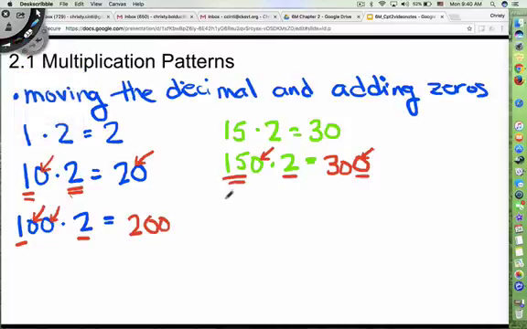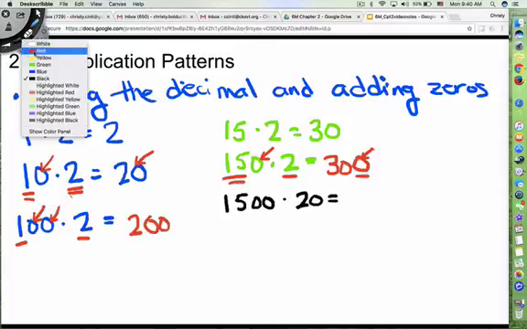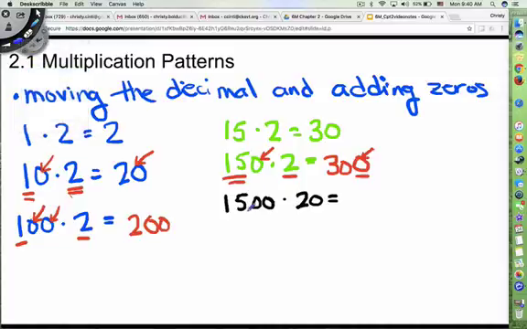So let's try 1,500 times 20. Getting a little trickier here. Now, again, let's look at the new way we're being asked to look at this. 15 times 2 is 30. And then how many zeros are there on these factors? There are 3 zeros on the factors, so we will add 3 zeros. 1, 2, 3 zeros because of the 1, 2, 3 zeros on these factors. So our product is 30,000.